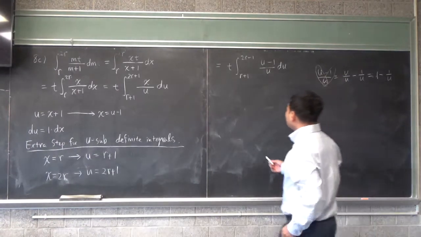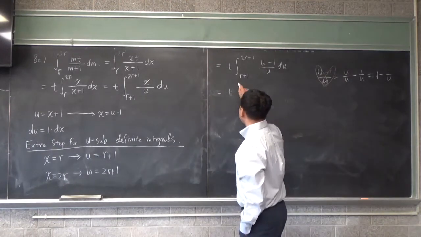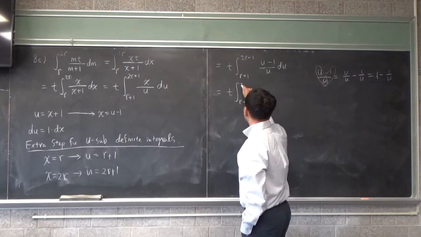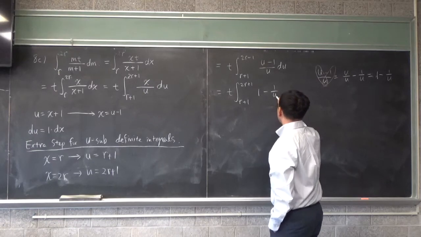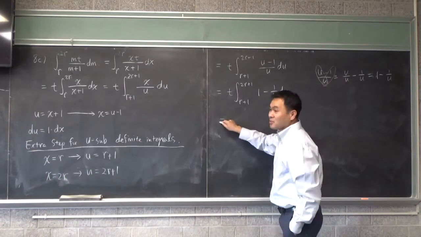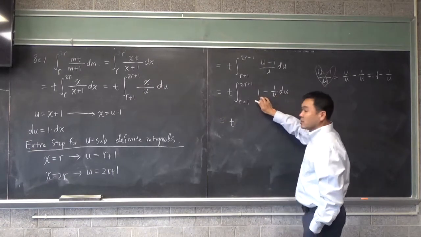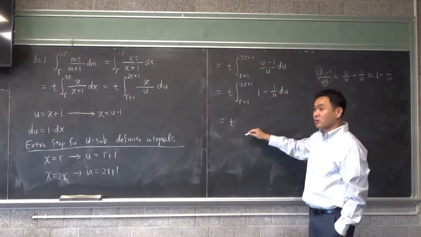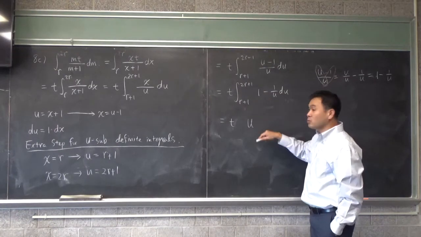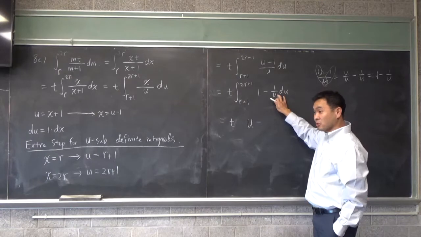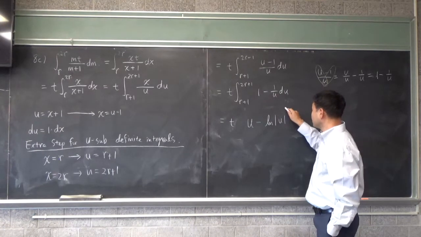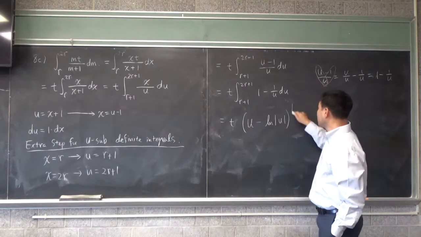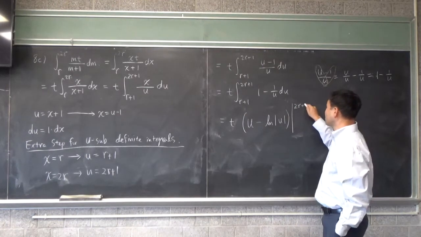Okay. So that allows us to integrate this thing as 1 minus 1 over u, and now that's a lot easier to integrate. Integrating 1 gives you u, and this will give you ln of u, absolute value. And then these endpoints should be plugged in.